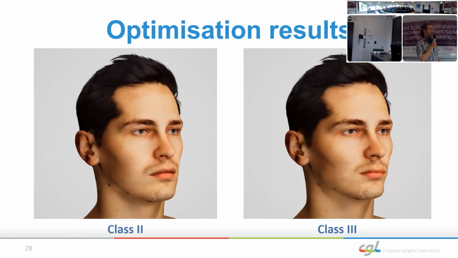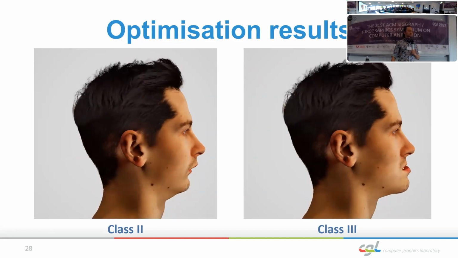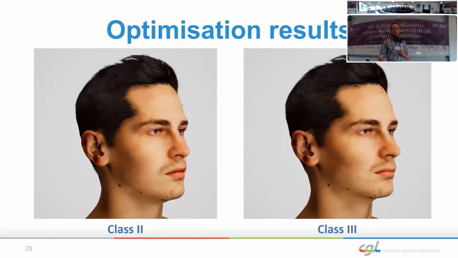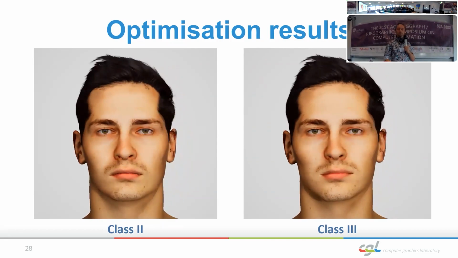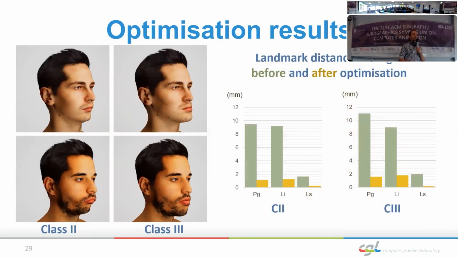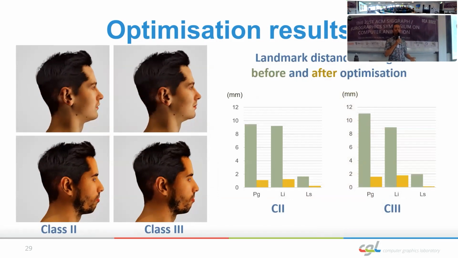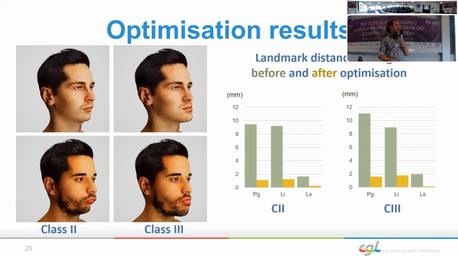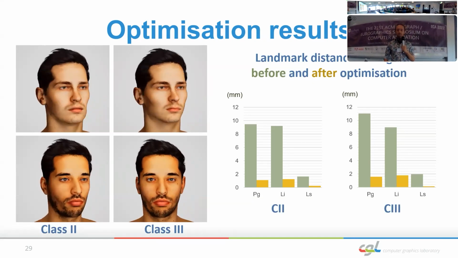Here is another case. And quantitatively, we can see that the distance to the target landmarks decreases substantially after our optimization. And that the healthy facial profile is recovered.